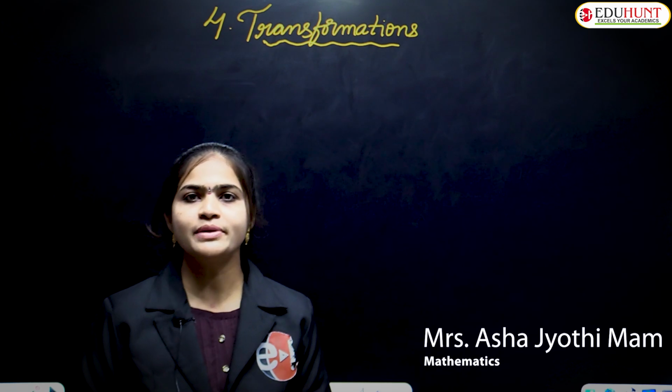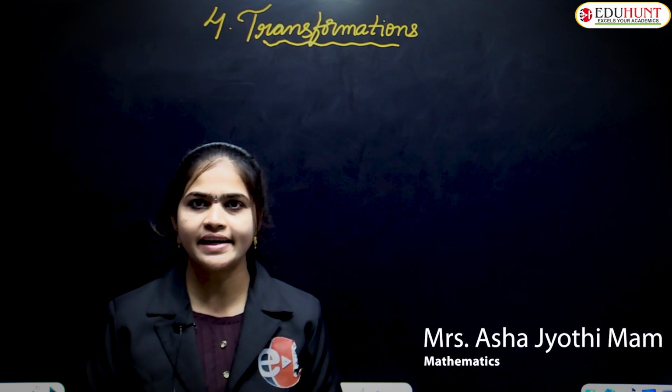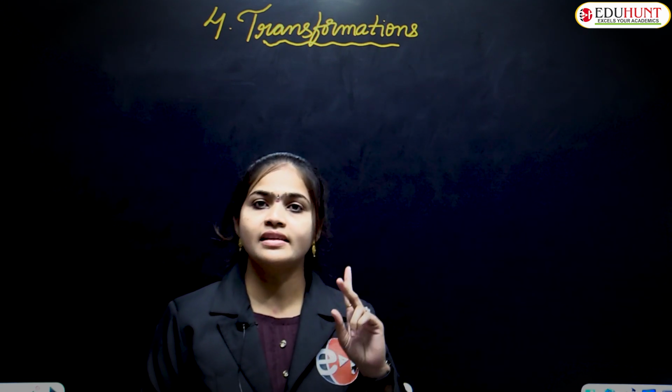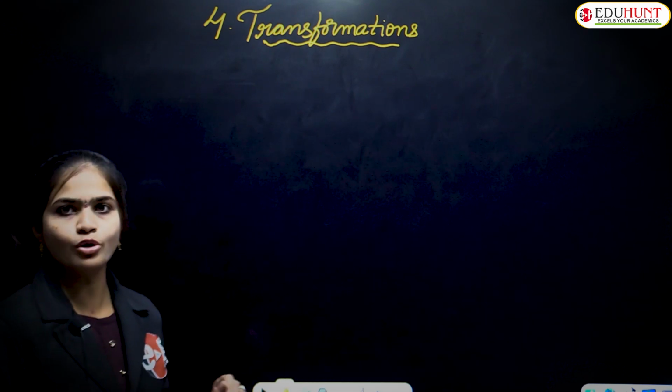So children, in the previous video we discussed two conditional identities. I told you that we have some other conditional identities also. Those two were related to sin 2a plus sin 2b plus sin 2c, as well as sin 2a plus sin 2b minus sin 2c. Here in this video we will discuss two more conditional identities, and those two are related to cos.